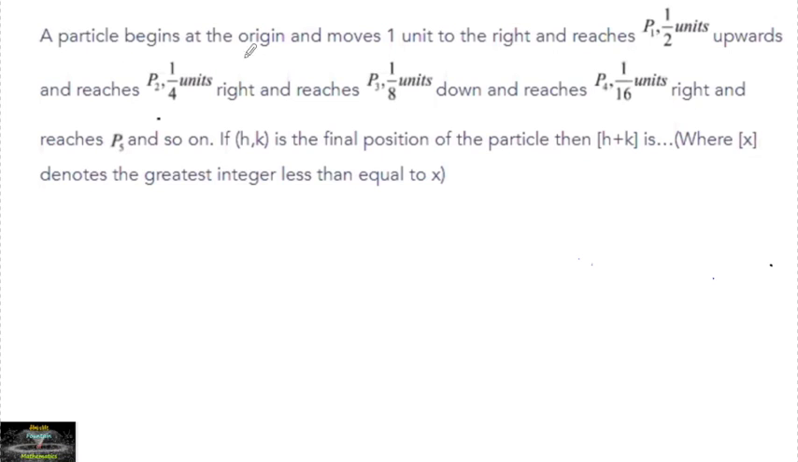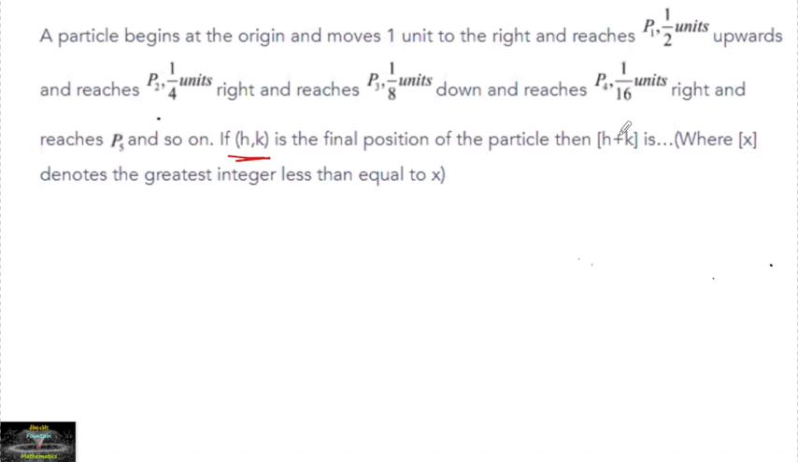A particle begins at the origin and moves 1 unit to the right and reaches P1, 1/2 unit upwards and reaches P2, 1/4 unit right and reaches P3, 1/8 unit down and reaches P4, 1/16 unit right and reaches P5, and so on it continues. If (h, k) is the final position of the particle, then find step of h plus k.